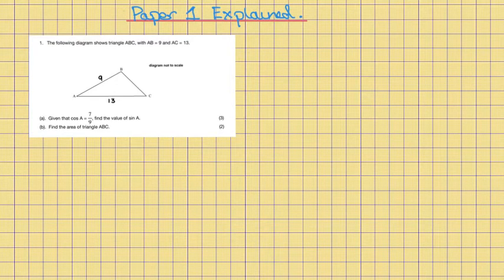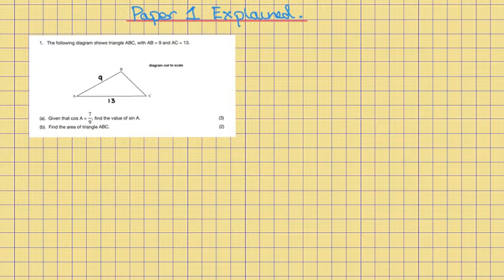Paper 1 explained. Question 1. The following diagram shows triangle ABC with AB equal to 9 and AC equal to 13. A. Given that cos A is equal to 7 divided by 9, find the value of sine A.